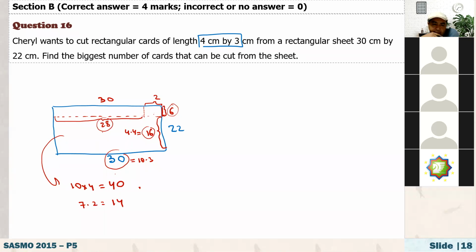Can I know, for example, 30 centimeter divided by 3 centimeter times 22 centimeter divided by 4 centimeter, 10 centimeter times 5.5 centimeters is equal to 55. I'm just wondering about this 55. Can you get 55 cutting like this or not? How?